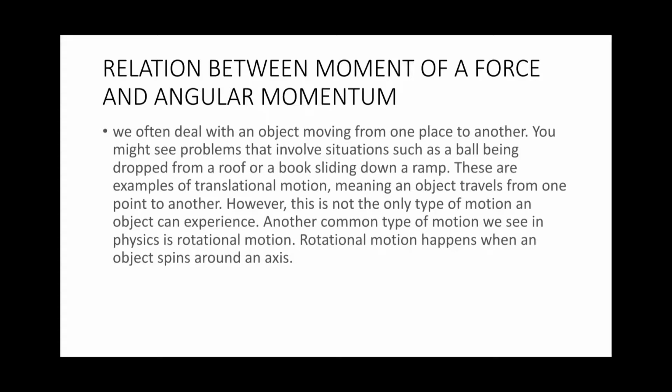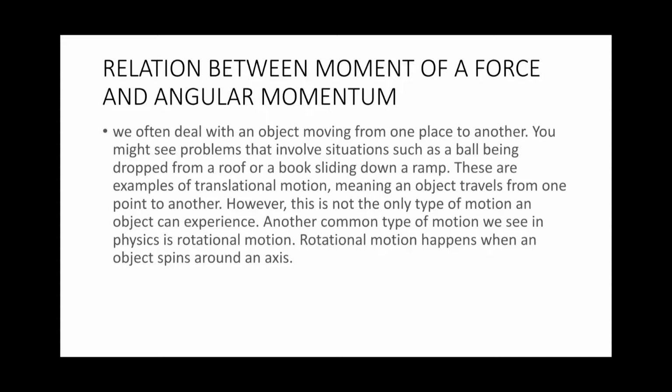However, this is not the only type of motion an object can experience. There is another type of motion we see in physics. It is rotational motion. It happens when an object spins around an axis. You can see rotational motion in objects, for example, a bicycle wheel spinning around its center, or the Earth's rotation around its poles.